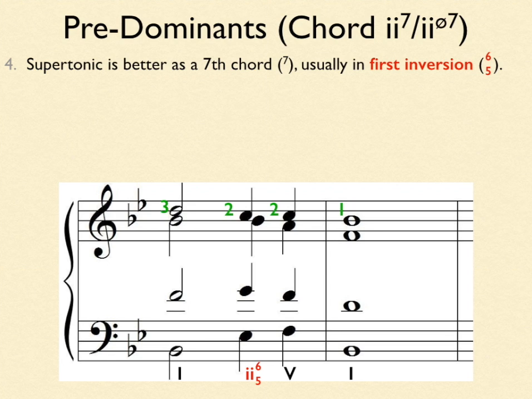It's even better than just your chord 2 or chord 2 first inversion. And again, it's actually more common to have the supertonic seventh chord as a first inversion chord. In other words, 6-5. Remember from the figured bass that 6-5 means first inversion seventh chord.